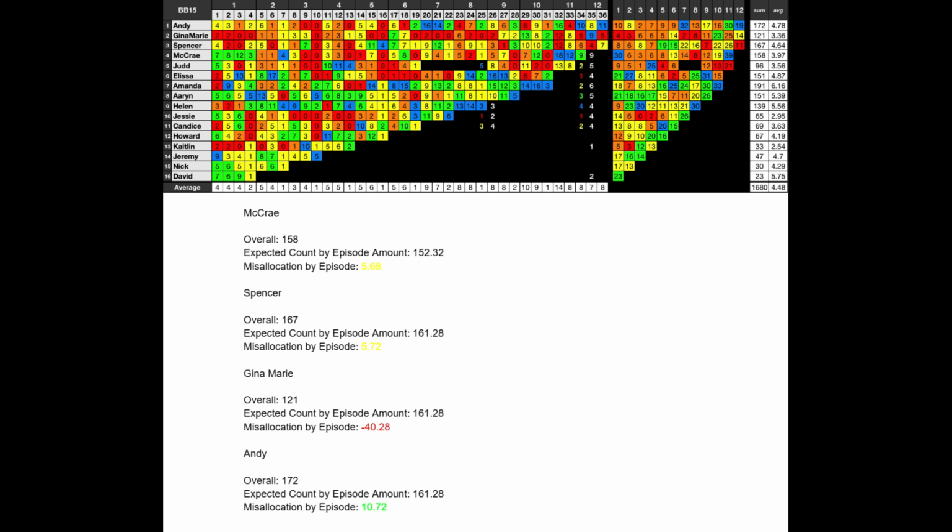And Andy has 172 diary rooms overall, and his expected count by episode amount is 161.28, causing for a misallocation of 10.72. So he literally just escaped that balanced median where he's very, very slightly overrepresented in this area, which is ironic because he was invisible for the first half of the season.